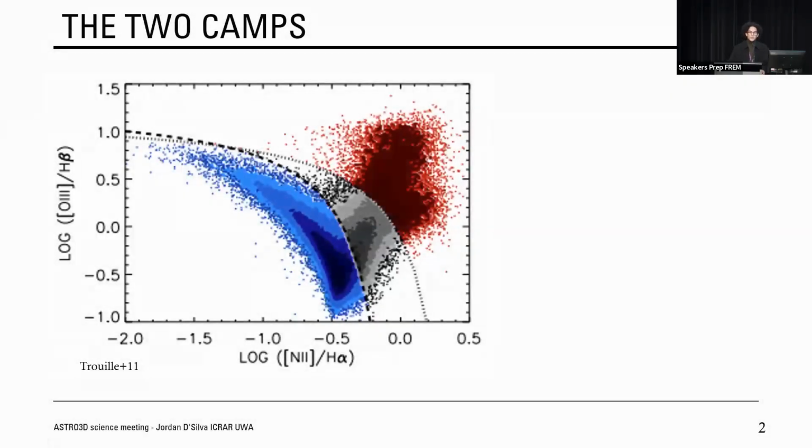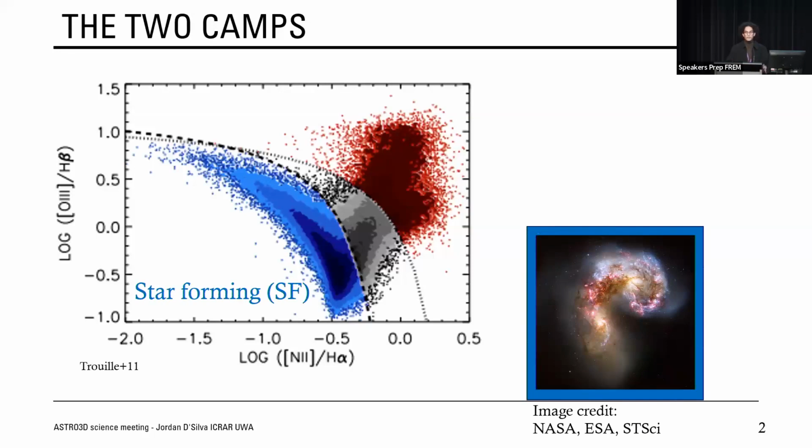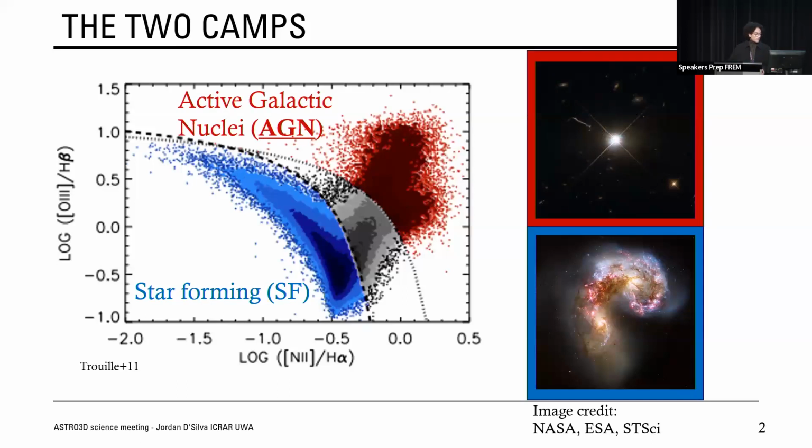So extragalactic objects I can broadly categorize into two camps using things like the BPT diagram shown here. On one hand, I have the star forming things, which are generally gas rich and, as the name suggests, actively forming stars. And on the other end, I have these things called active galactic nuclei, or AGN, understood to be the central components of a galaxy, generally a supermassive black hole, accreting matter and outputting a whole mess of energy into the galaxy.